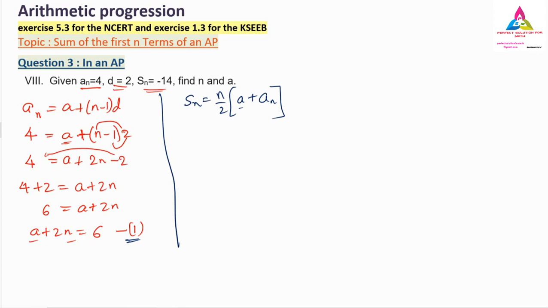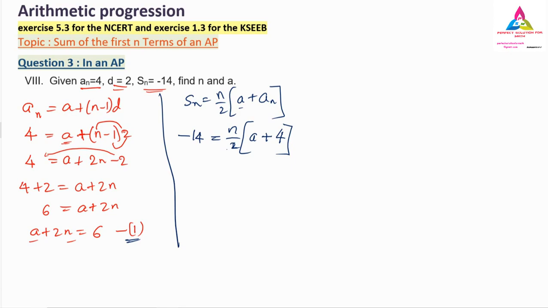So the Sn value is minus 14. That is equal to n by 2 into a, which we don't know, so we will write a as it is, and the an value, which is 4. Now again you can see two unknowns: n is unknown and a is also unknown. The 2 in the denominator we can shift to the other side, where it will multiply because it is division, but we will keep it as it is. Why keep it as it is? Because now we have to go back to equation 1.